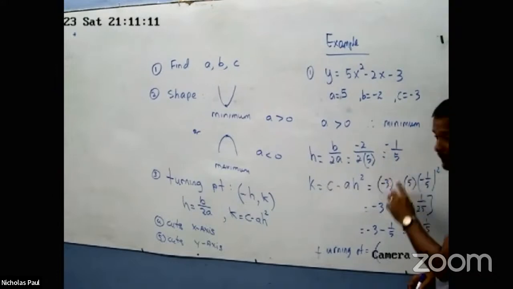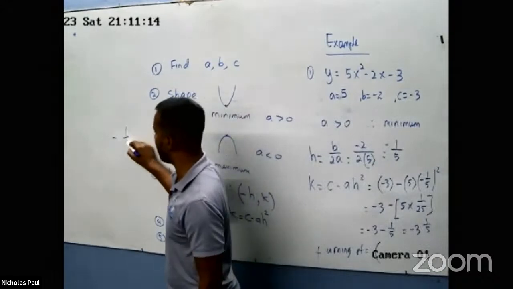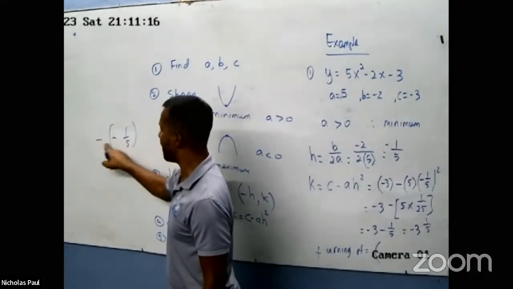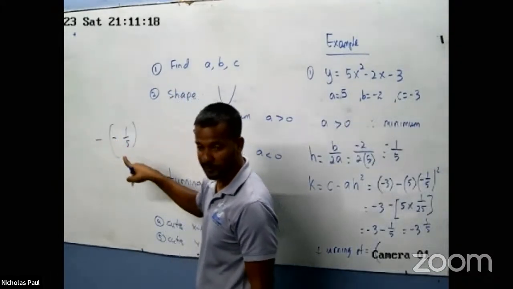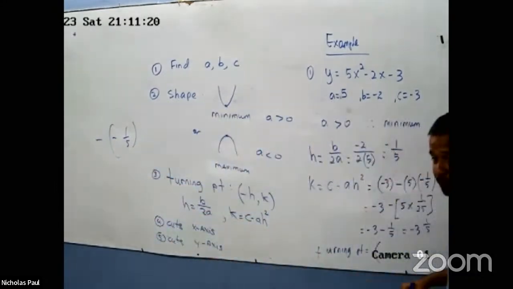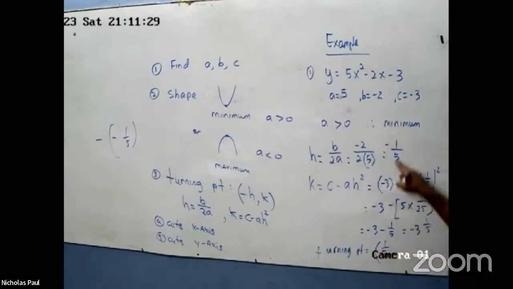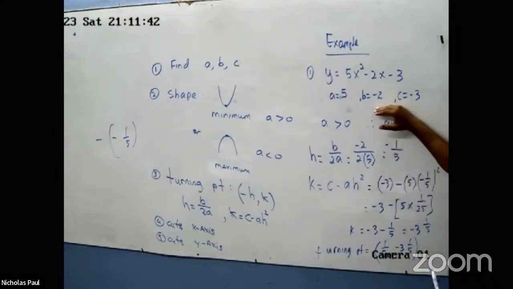Positive 1/5, right? So if H is minus 1/5, then minus H will be minus and a minus of plus. Okay? So that'll be plus 1/5. Everybody okay there? So minus H is plus 1/5 and K is minus 3 and 1/5. That's it. We have the turning point, we have the shape, and we have ABC.